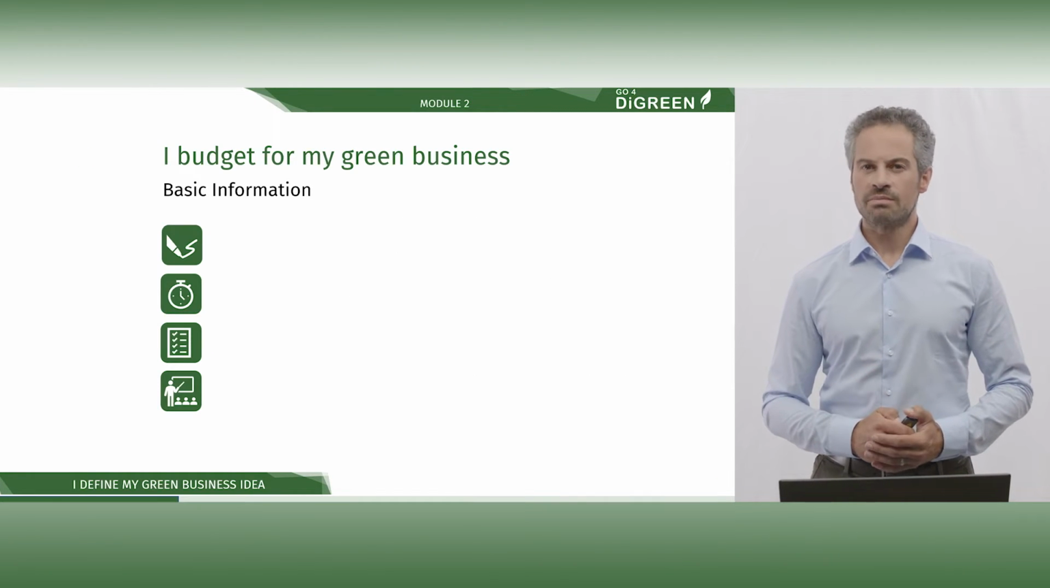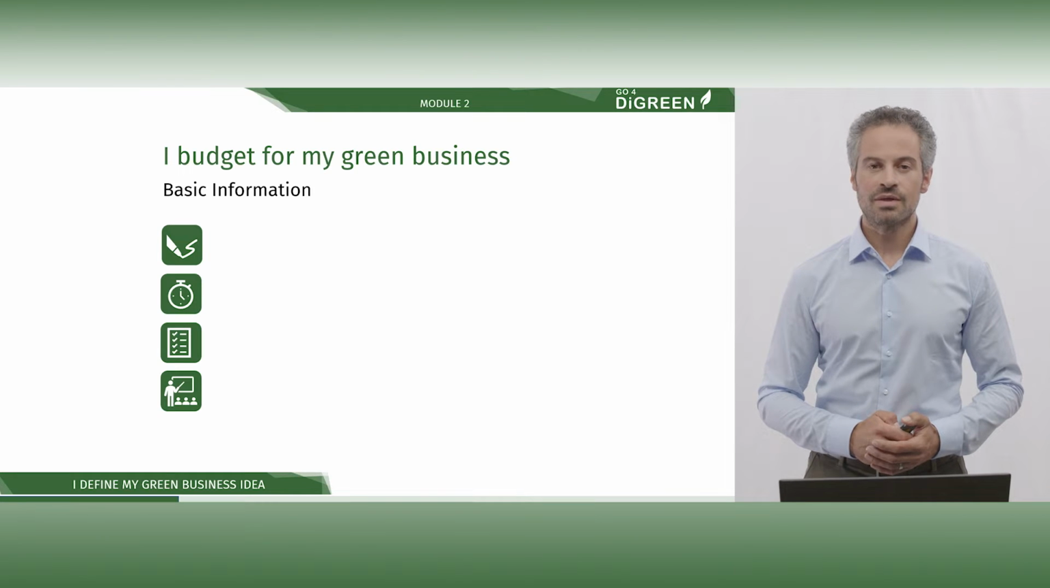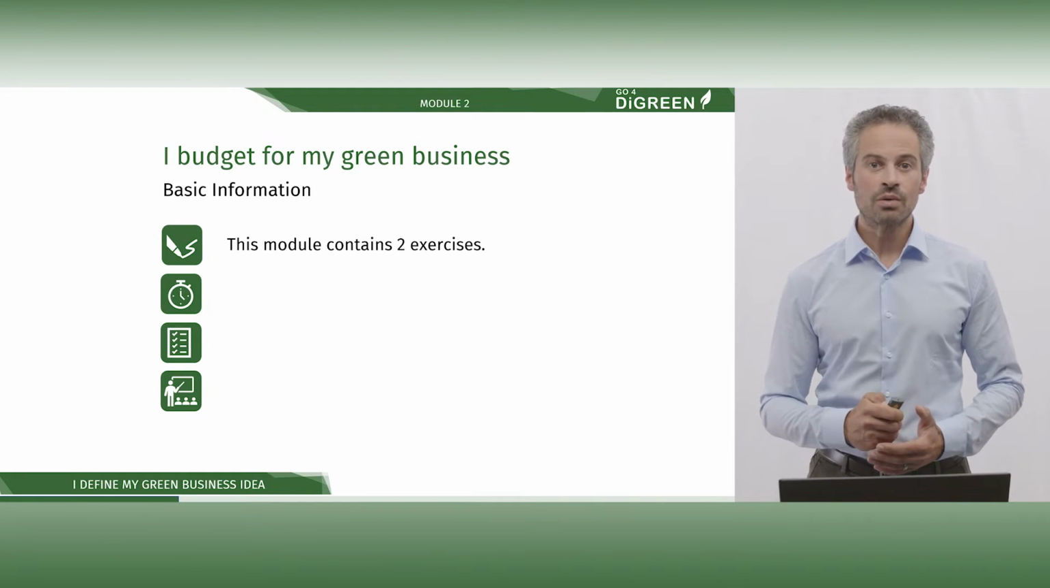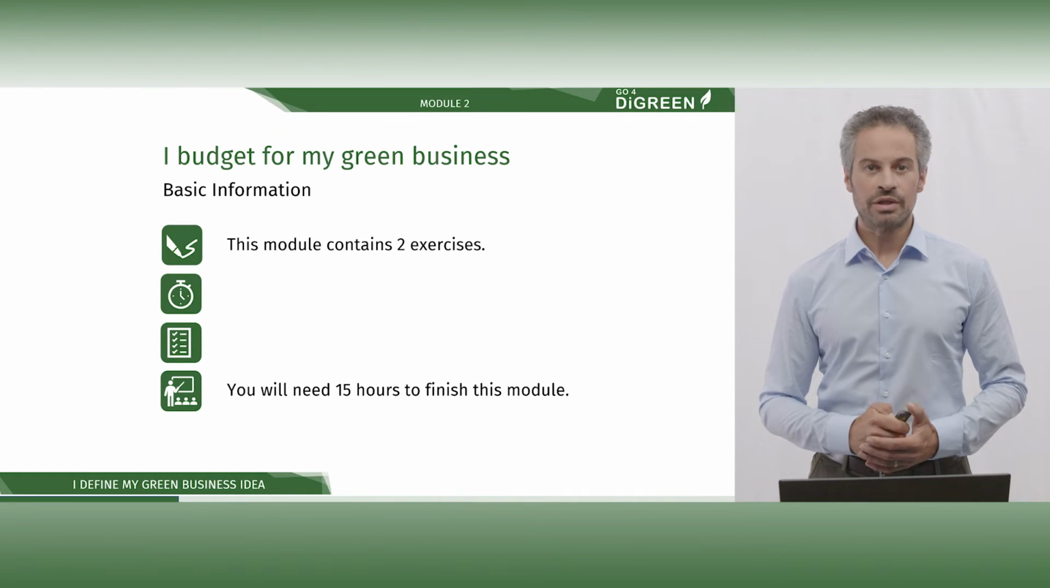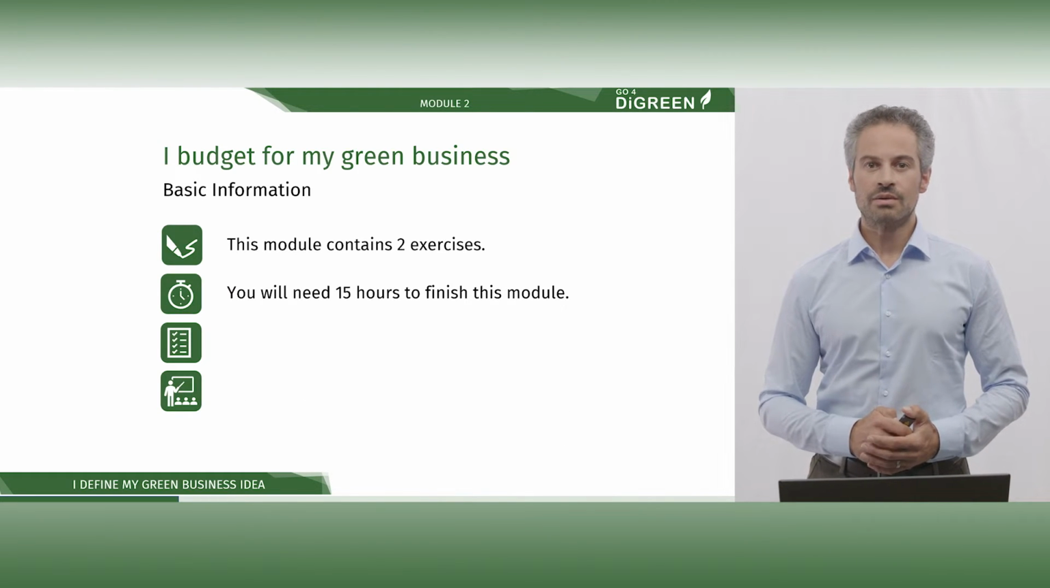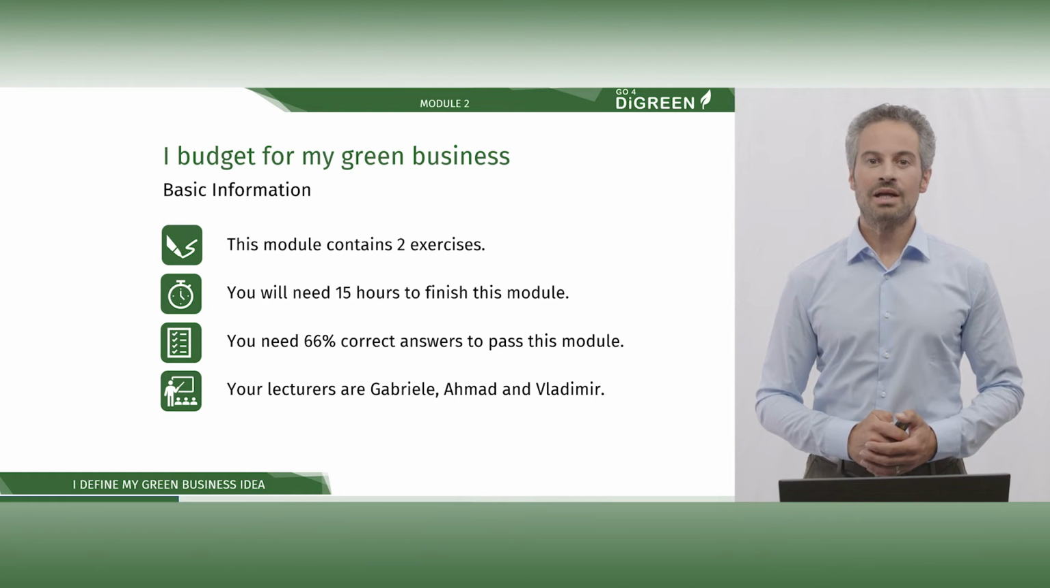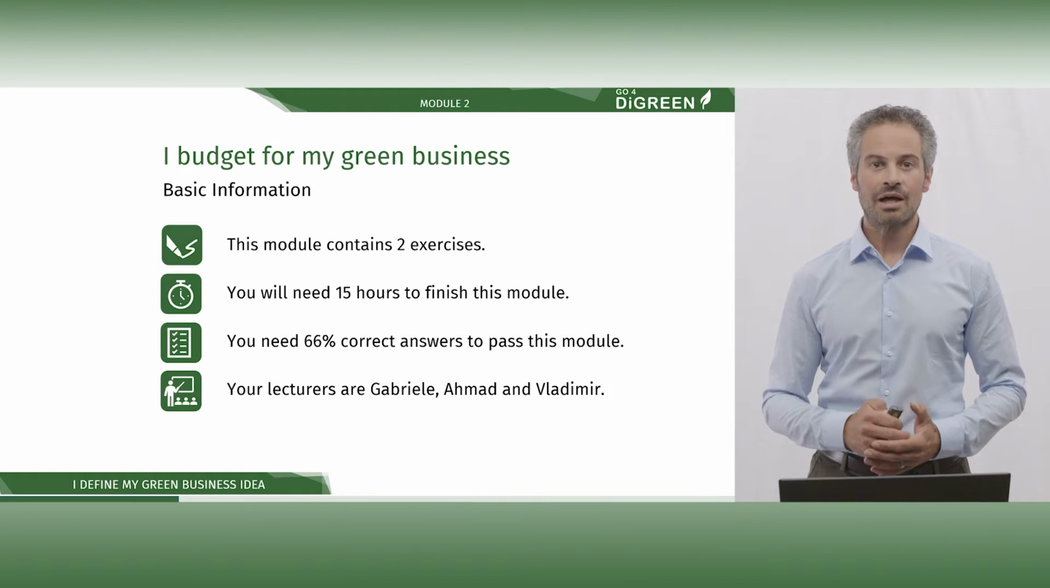We want to give you some basic information about this module. There are 2 exercises for you. You have to develop your own definition of green business and finish this module. You will need around 15 hours. You need 66% of the correct answers to pass the exam. And your lecturers are Gabriele, Ahmed and Vladimir.